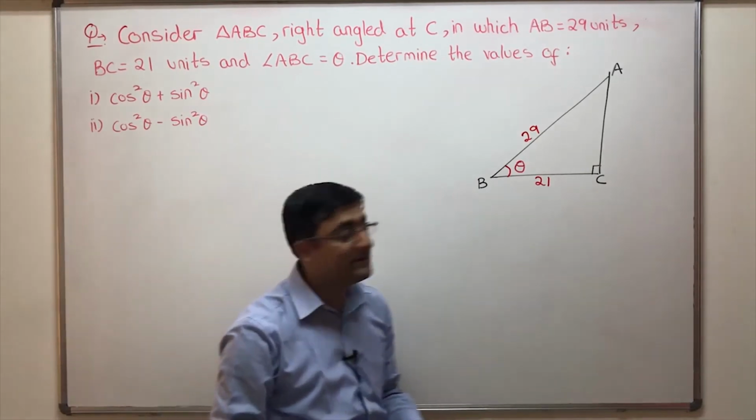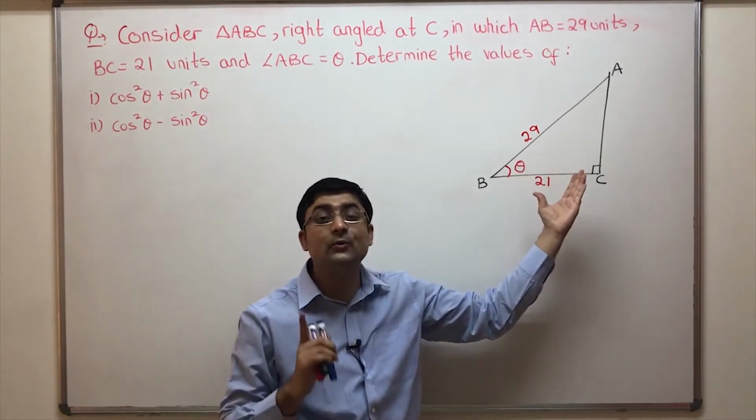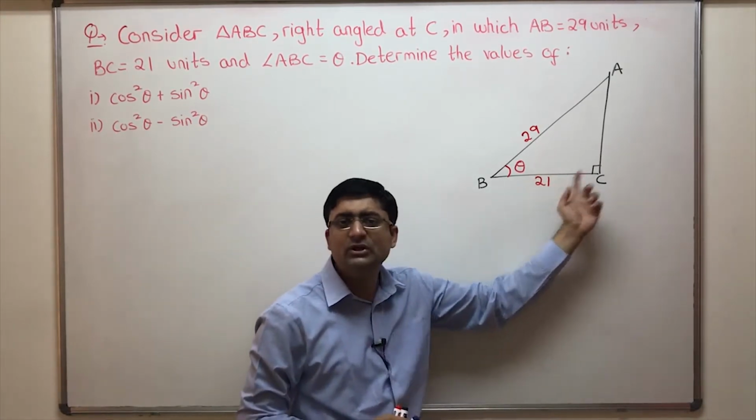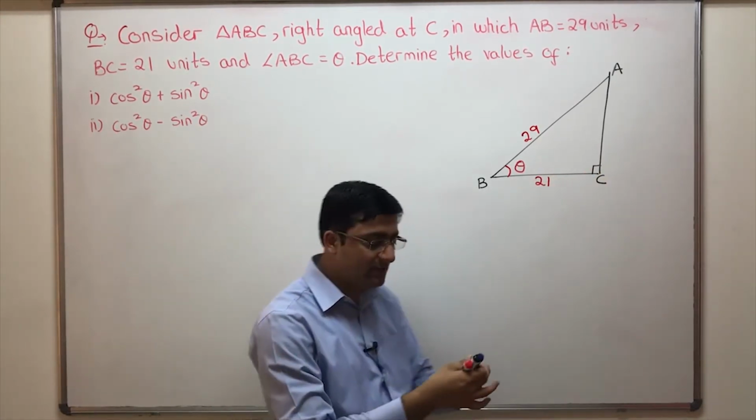So based on this, we have to find cos square theta plus sin square theta, cos square theta minus sin square theta. Now, to get a trigonometric ratio, we need to know all the three sides of a right angle triangle. How many do we know now? Two. So how do we get the third side? Very good, with the help of Pythagoras.